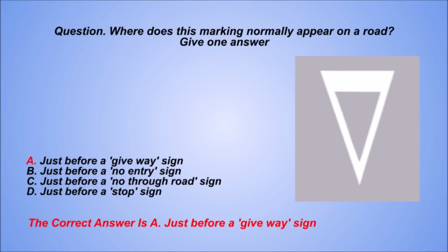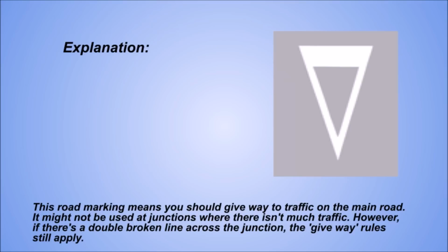Just before a give way sign. Explanation: this road marking means you should give way to traffic on the main road. It might not be used at junctions where there isn't much traffic. However, if there's a double broken line across the junction, the give way rules still apply.